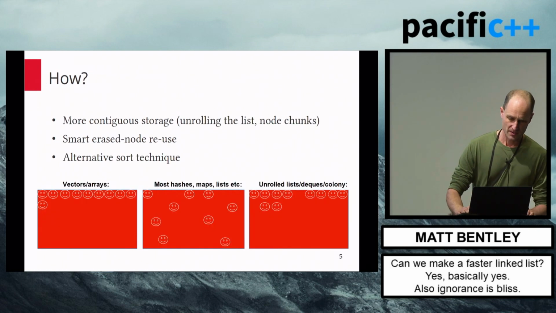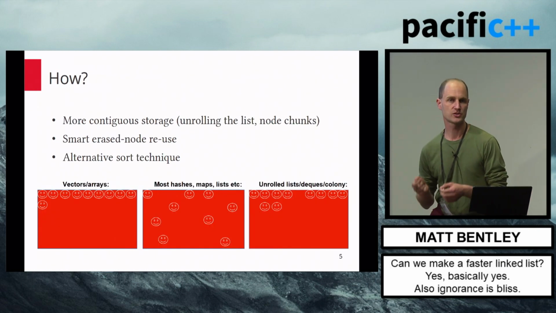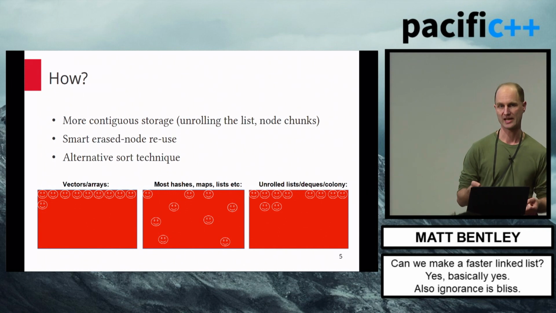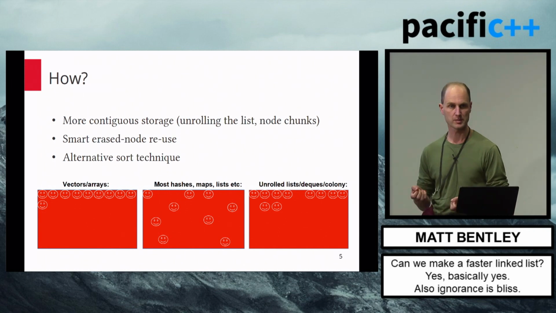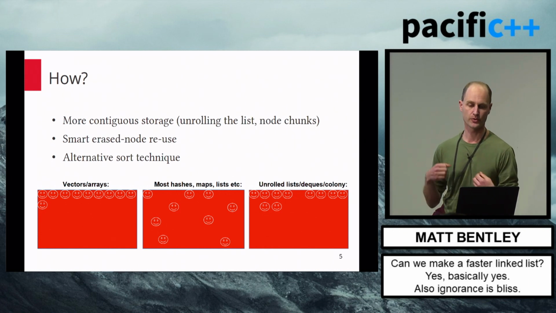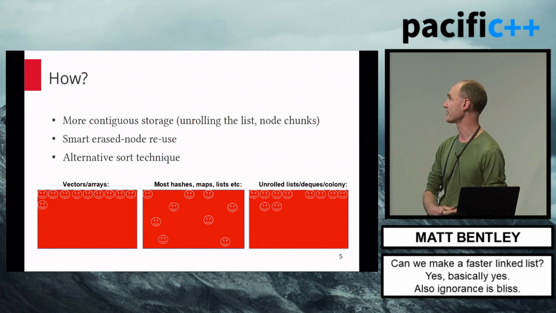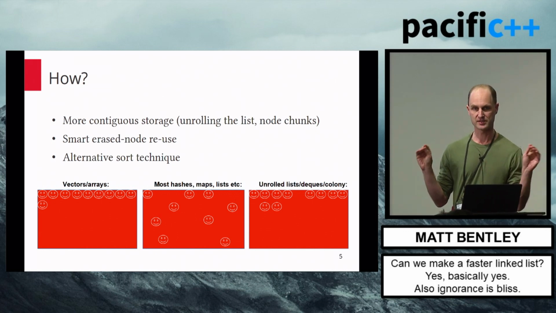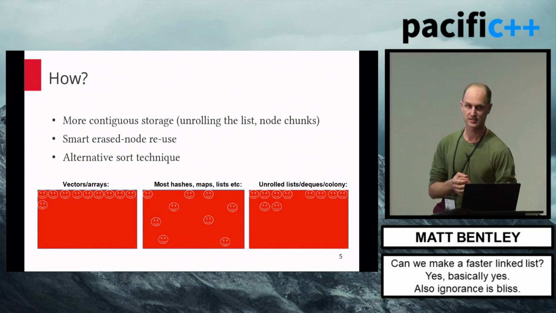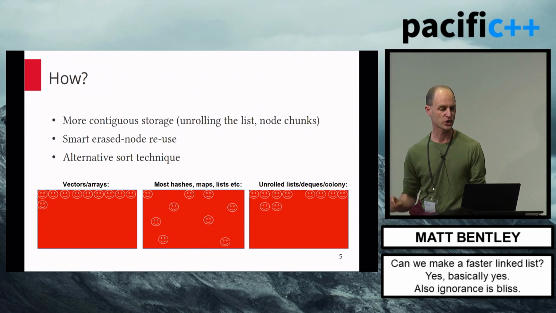So how do we do that? First thing is to unroll the list. So instead of allocating our nodes individually in the linked list, which is the typical implementation, you allocate them in node chunks, and this is known as unrolling the list. So obviously all the smiley faces are elements in vectors and arrays. They're all in one nice chunk.